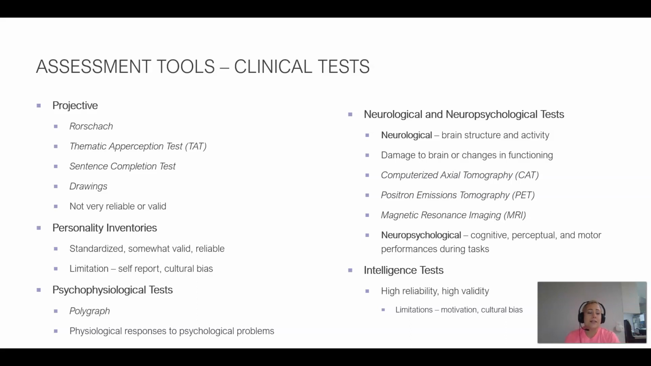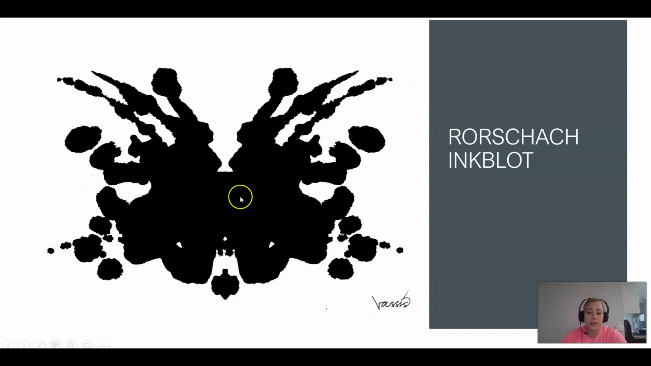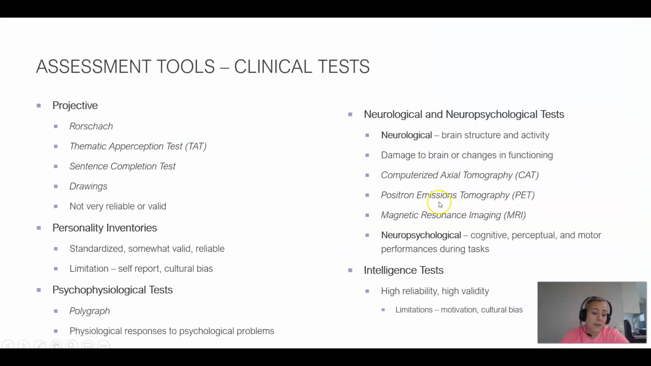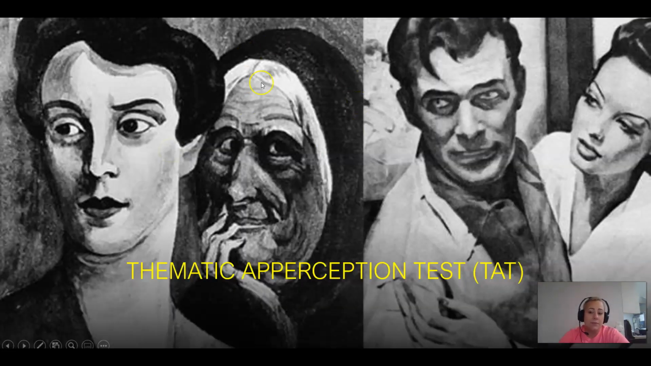So the idea is that something in our personality or something in our abnormal functioning will be projected onto the task at hand. And so this is measured through the Rorschach ink blot test, for example, which this would be an example of an ink blot. The therapist would ask the person what they see, and the person would kind of say, oh, it looks like this, or it looks like this. Then it's up to the therapist to analyze what the person is saying. And then there's also thematic apperception tests.